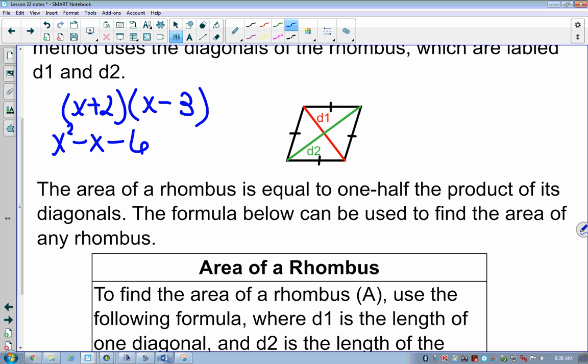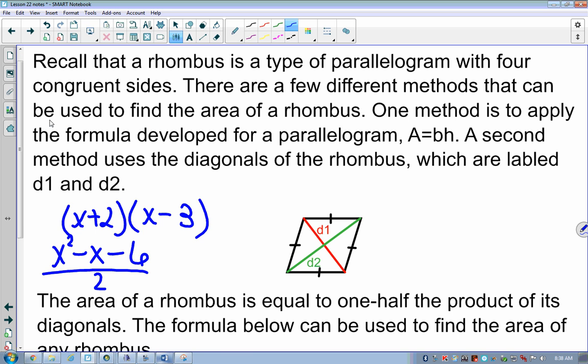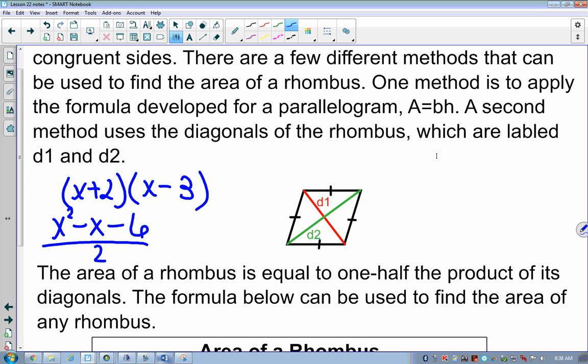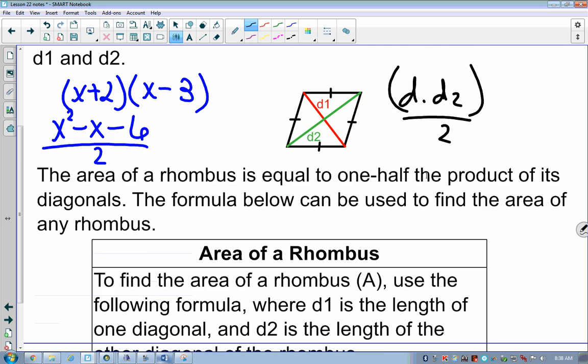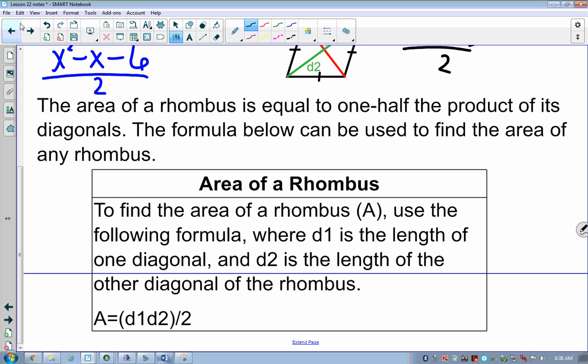Nope. Divide by 2. See, we've already forgotten it. Okay? And our formula is literally, well, I guess I erased it. Where was it? Right, I don't know. Diagonal 1, I'll put it over here. Diagonal 1 times diagonal 2 divided by 2. Okay? All right, hopefully we've got all that down. It's there at the bottom as well.